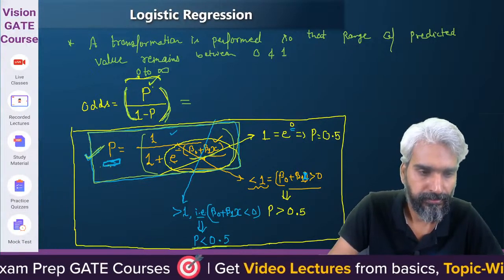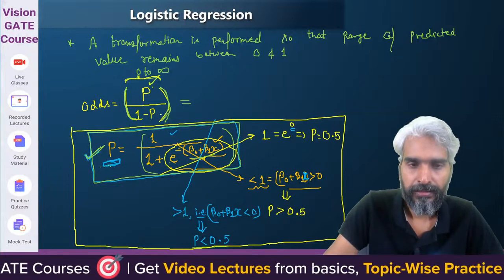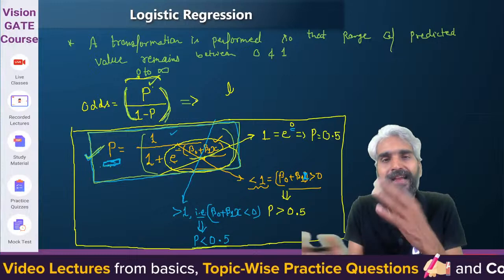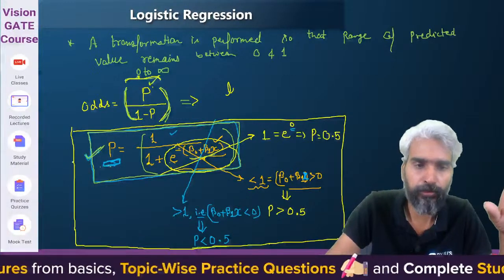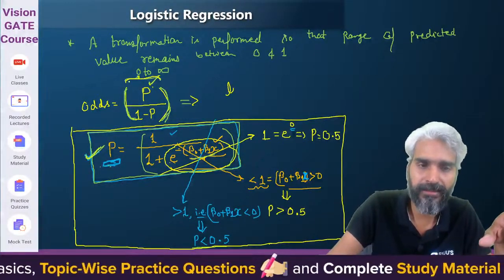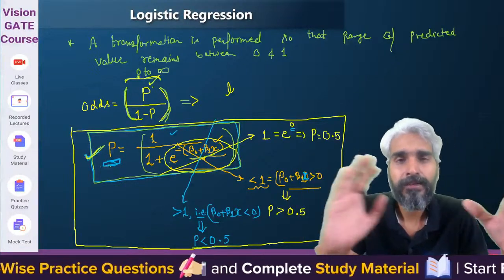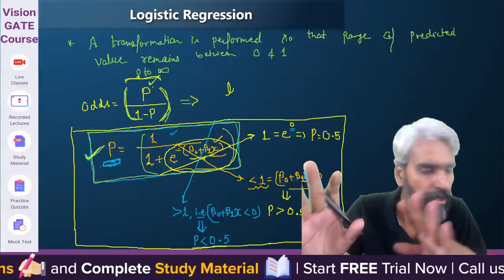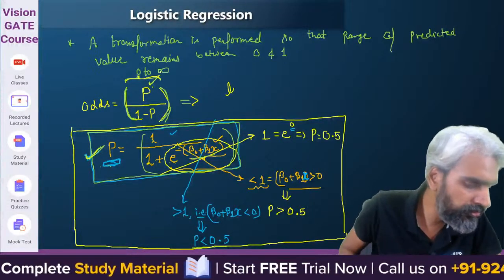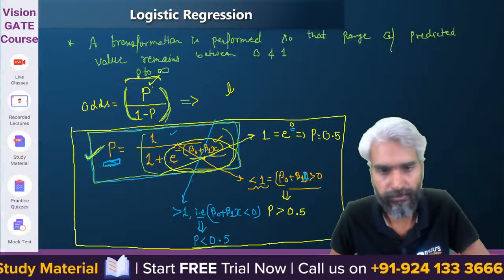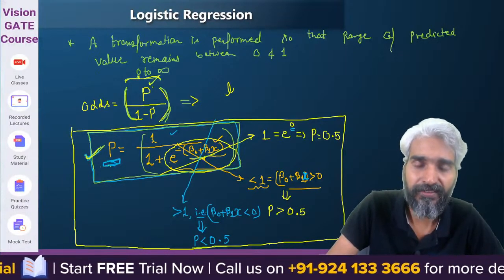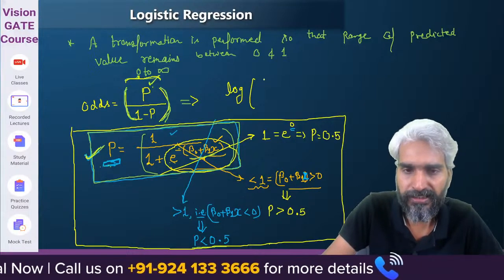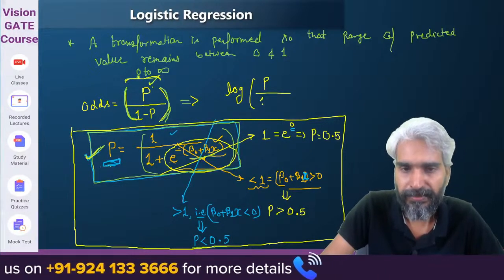So let's assume that I define the log for this. Please try to understand why log is taken: we want to reach a situation where the range is between 0 to infinity. The log is defined for the range 0 to infinity, so probability will not be 2. So I define the log of this particular function, that is p upon 1 minus p.